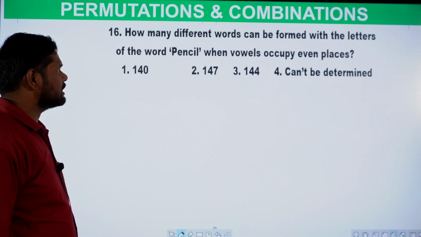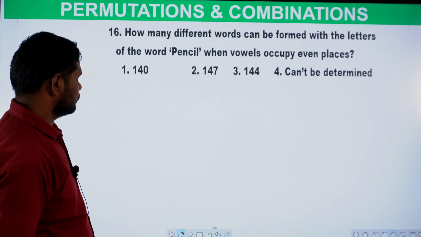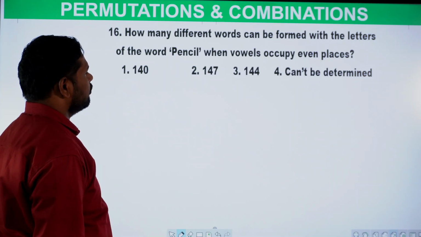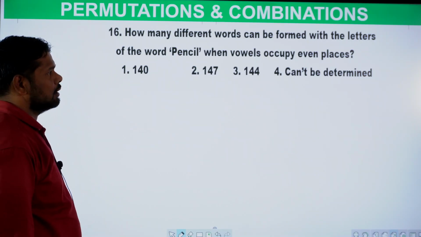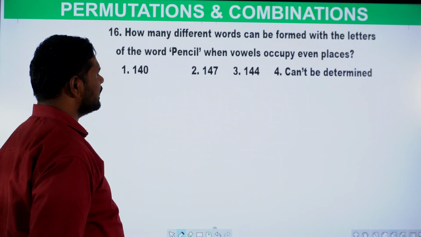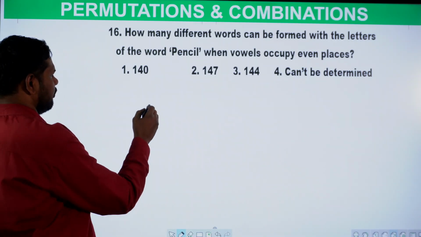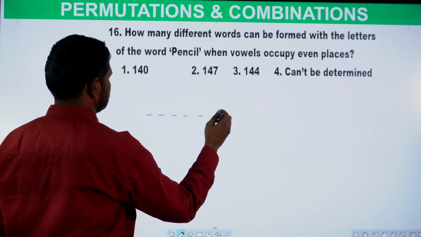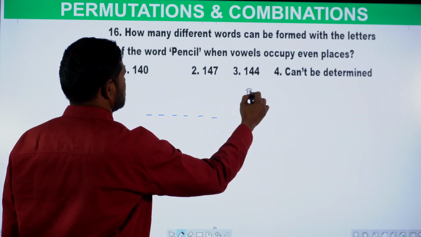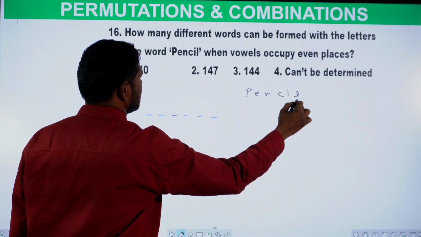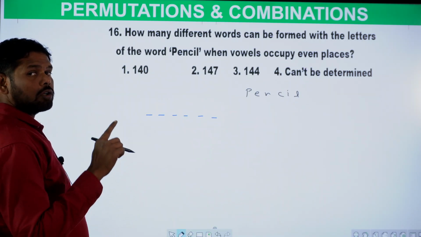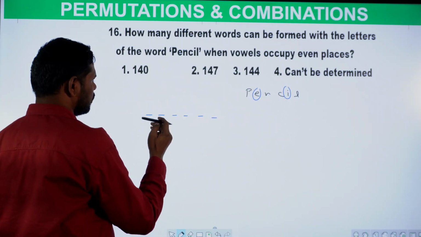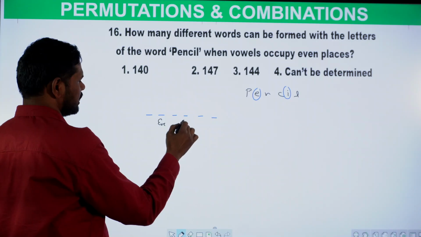Only application is the matter. Next one: how many different words can be formed with the letters of the word PENCIL when vowels occupy even places? How many letters are there? 1, 2, 3, 4, 5, 6. So the given word is PENCIL. When vowels occupy even places, the vowels are E and I, and there are 2 even positions.